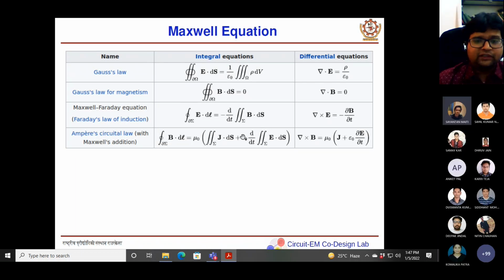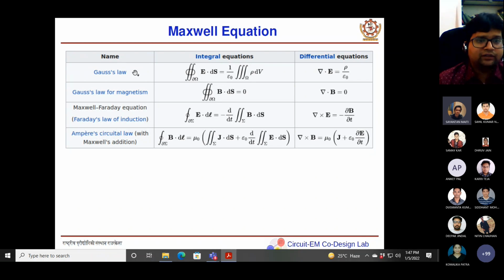Actually, Maxwell did not propose all these 4 equations. What he did was interrelate these equations such that electricity and magnetism are not different phenomena, and he was the first to predict that light is an electromagnetic wave. That is his contribution.